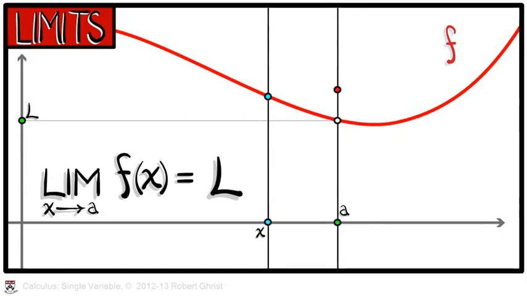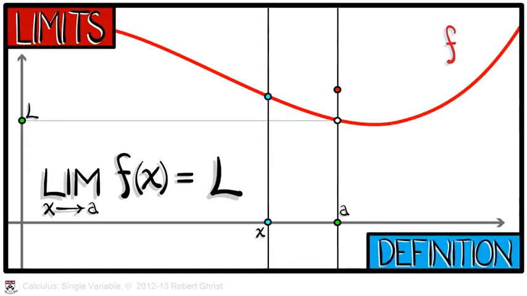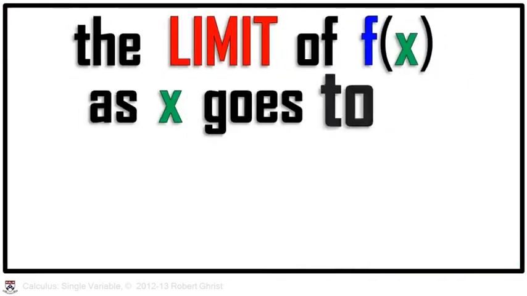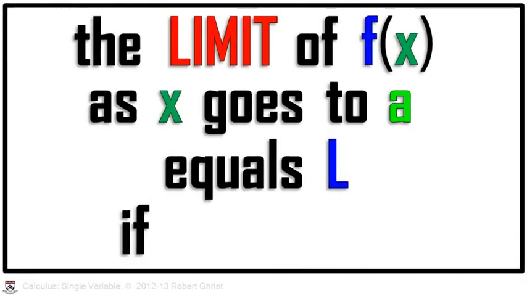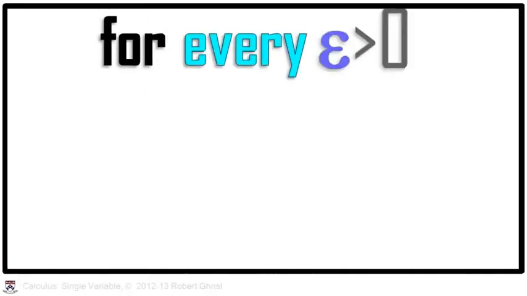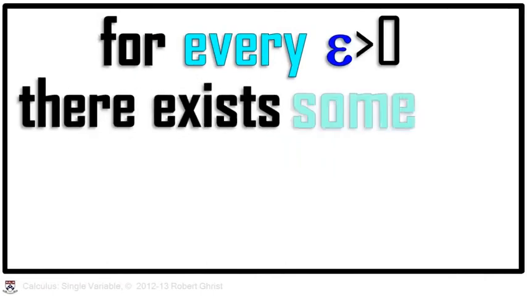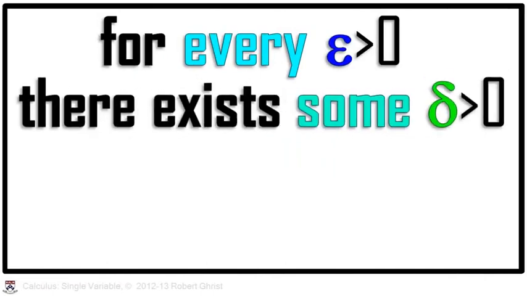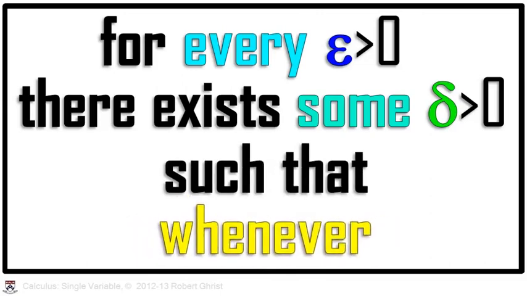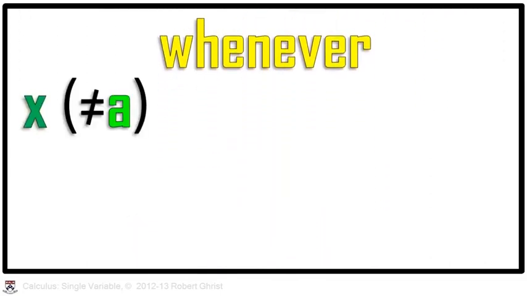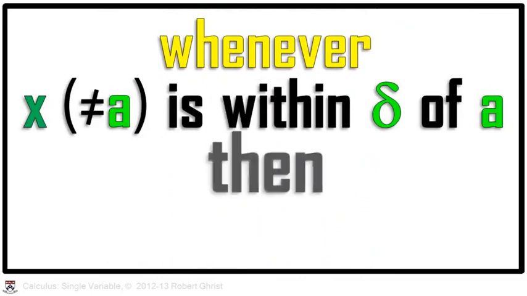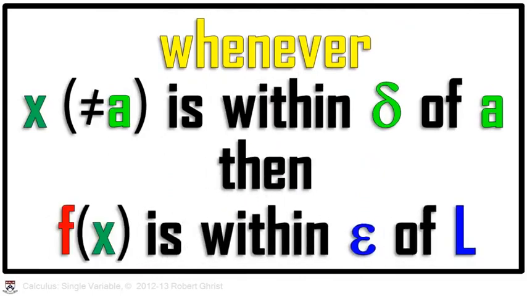Well, this picture is the intuition behind a limit, but it is not the definition. The definition is another thing altogether. What is it? The limit of f of x as x goes to a equals L if and only if, for every epsilon greater than 0, there exists some delta greater than 0, such that whenever x not equal to a is within delta of a, then f of x is within epsilon of L.